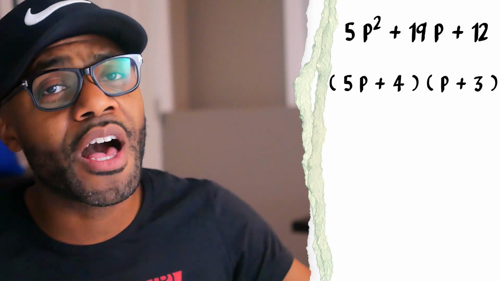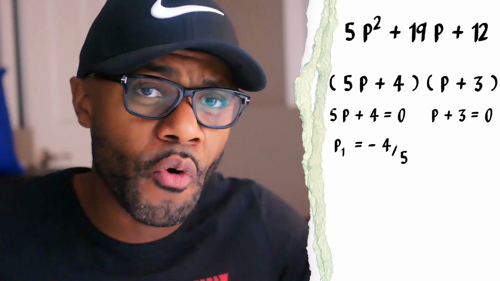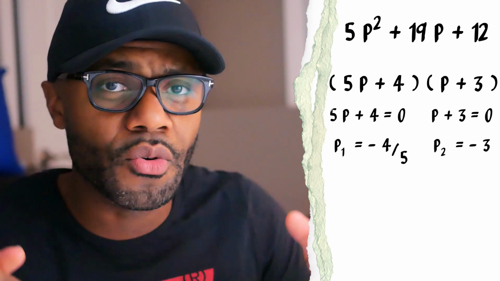Again, as always, we solve for the roots. To get the roots, we have to use inverse operations and set it equal to 0, like what you see on screen, leaving us with the answer of p equaling -4 over 5 and p equaling -3.